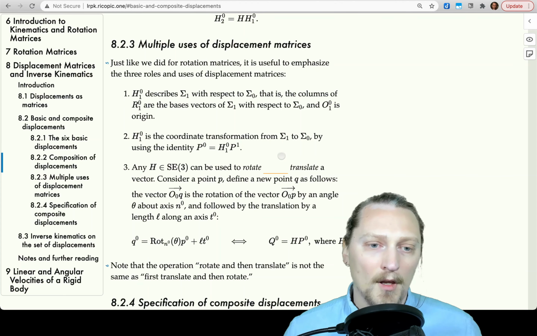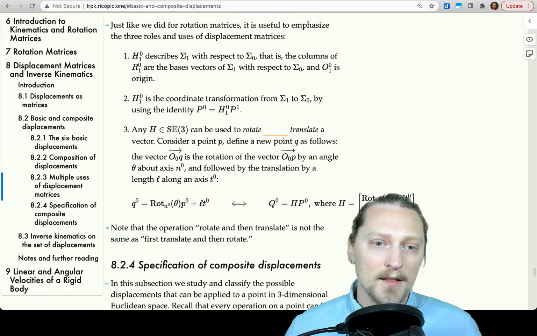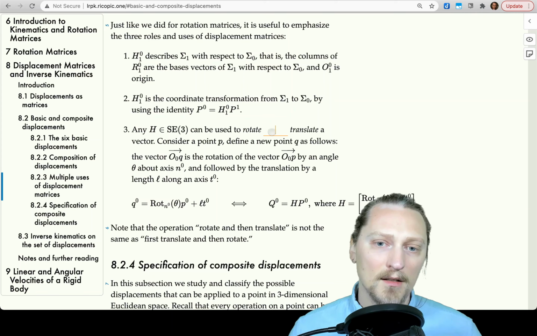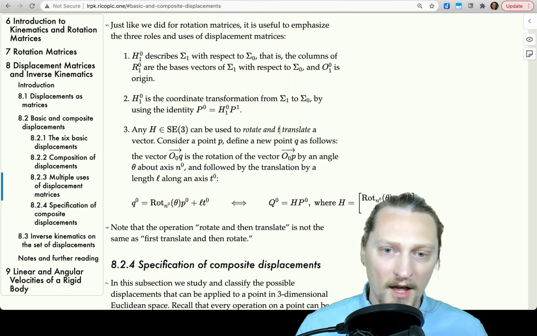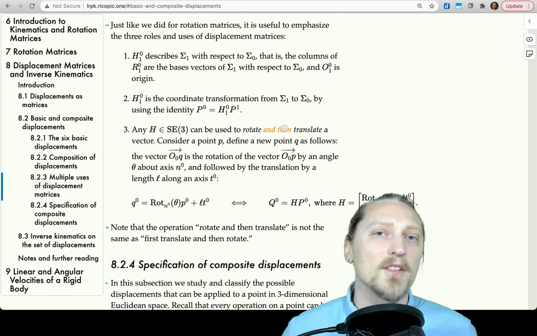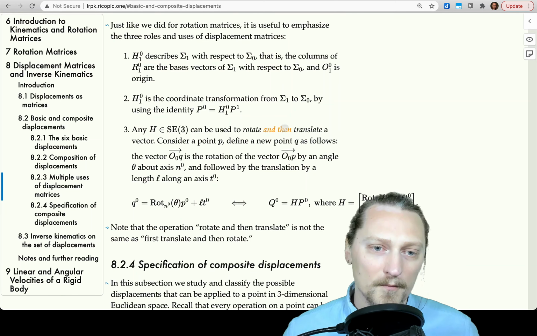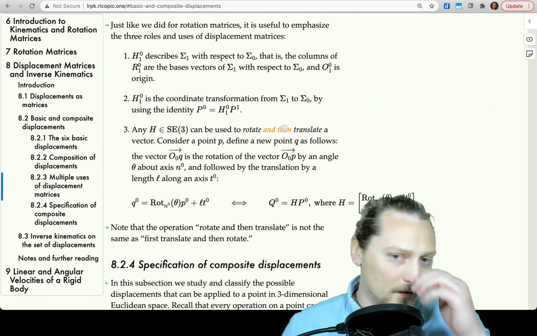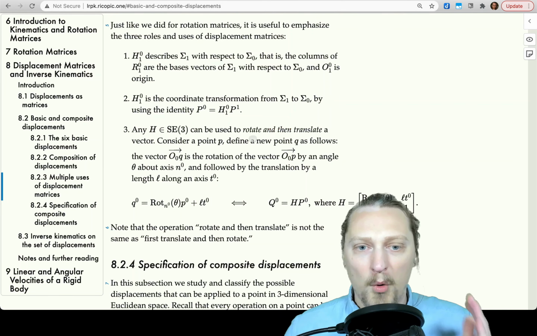Any H in the special Euclidean group can be used to rotate and then translate a vector. That's important. It happens in that order. It does not translate then rotate. It's a different thing. So consider a point P.